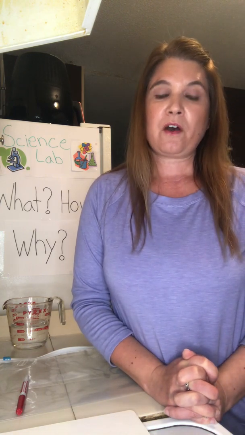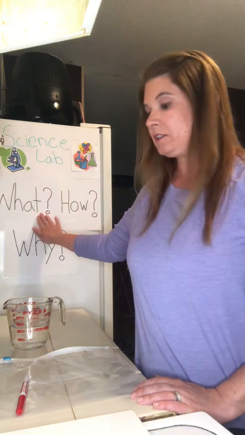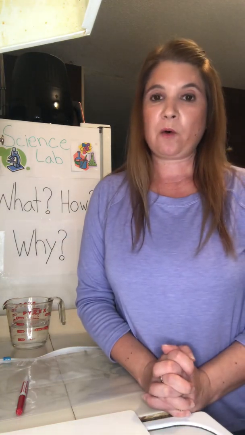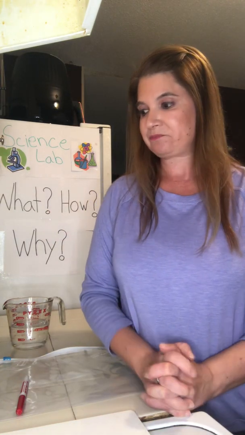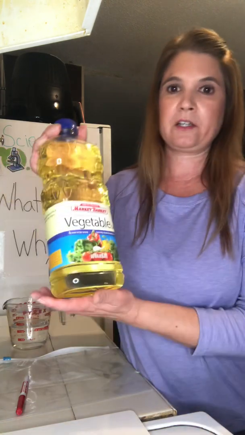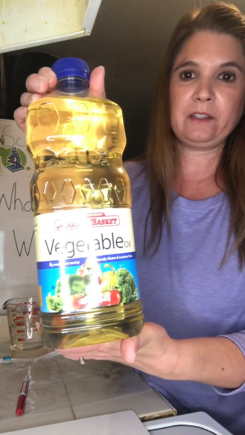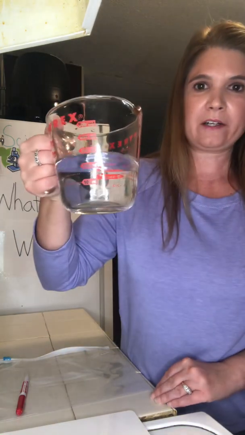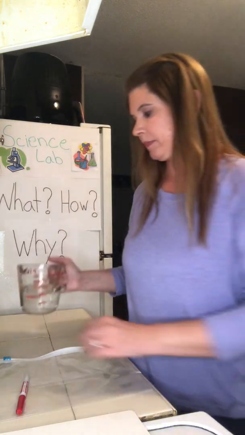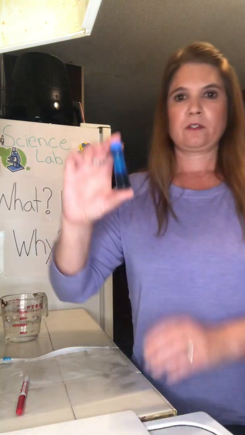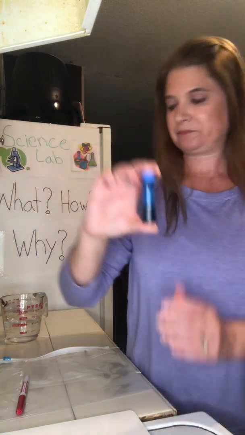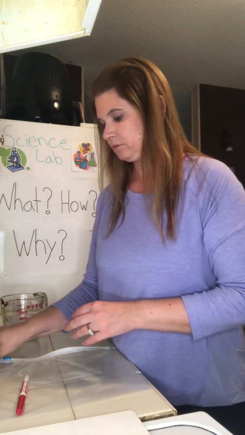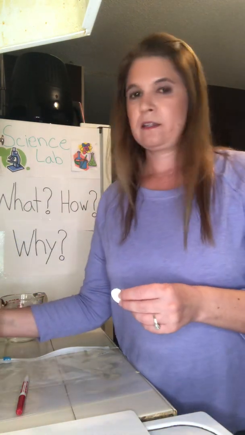Now, we're going to move on with our question, what? We also need to know what we're going to be using today. So, we're going to use some vegetable oil. We're going to use some water. Food coloring. And an antacid tablet, and this one is Alka-Seltzer.